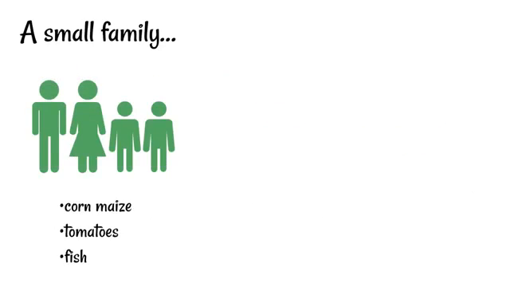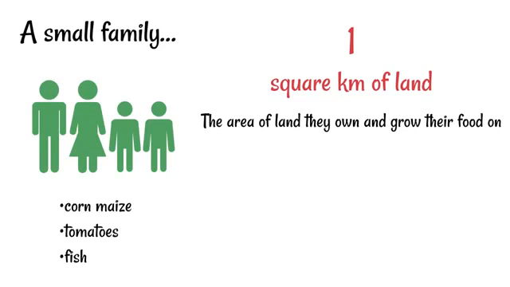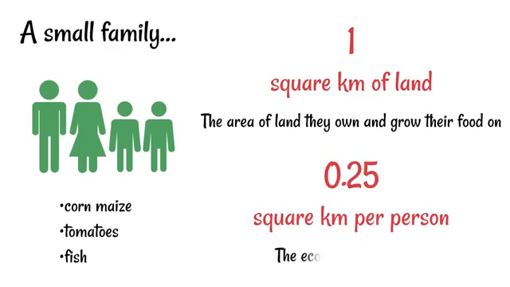Imagine we've got this small family of 4 and they live on corn maze, tomatoes and fish. They've got an area of land that they own and they grow all of their food on that. They don't take anything from outside of that area. Since we've got 4 people there, let's say that they require 0.25 square kilometers per person to survive. Now, could we say that their ecological footprint is 0.25 square kilometers per person?